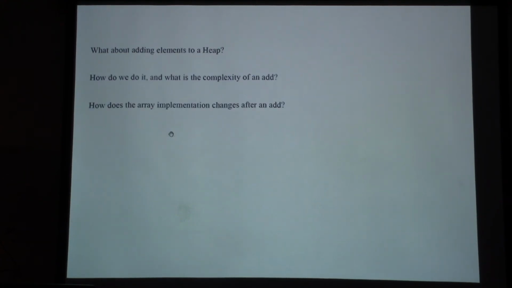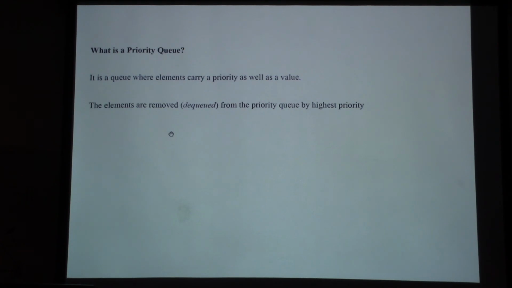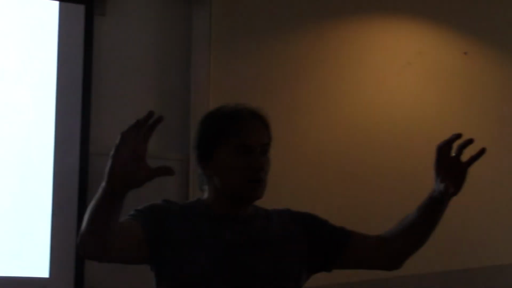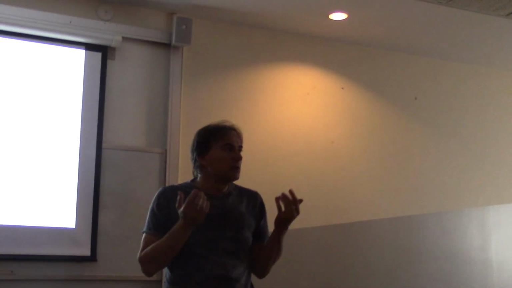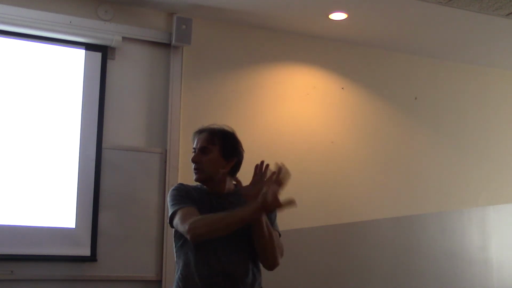Okay. So what about adding elements to the heap? How do we do it? What's the complexity of an add? Well, to answer that question, I'm going to answer with another question. What is a priority queue? Many of you already know what a priority queue is. It is a FIFO queue, where elements go in from the rear of the queue and get removed from the front of the queue. And that's a normal queue. It's a FIFO queue: first in, first out.